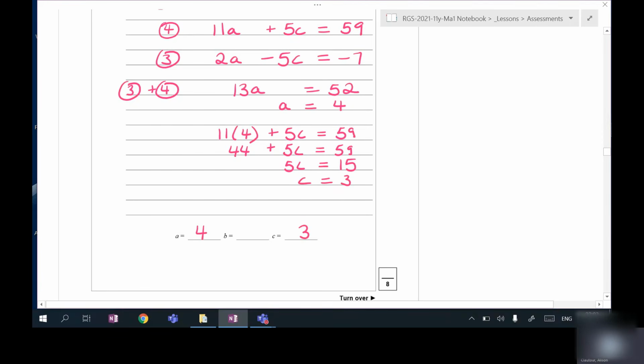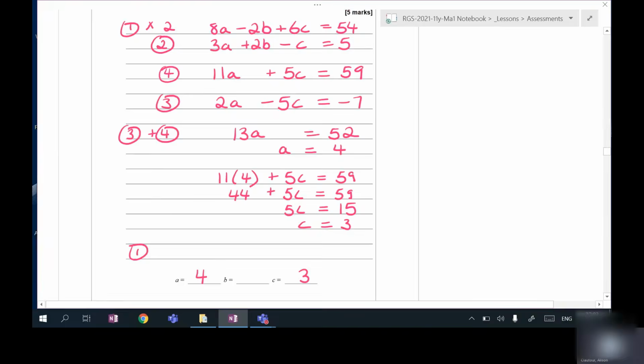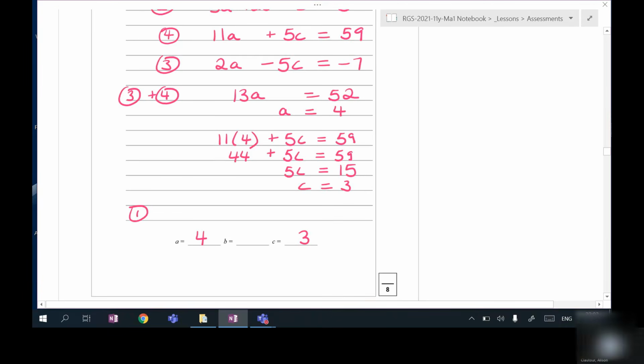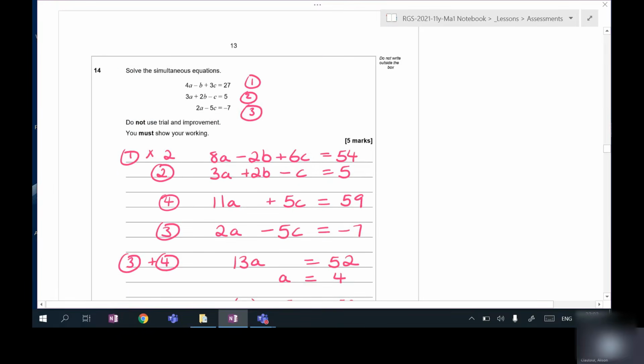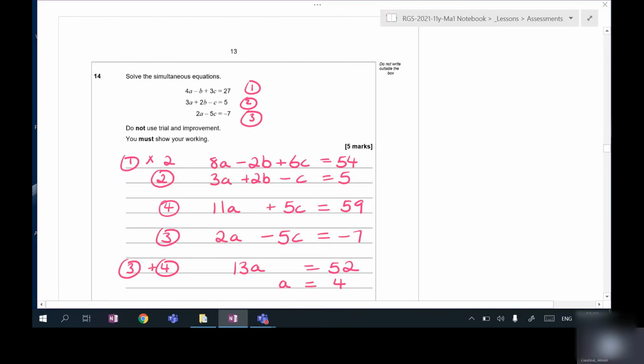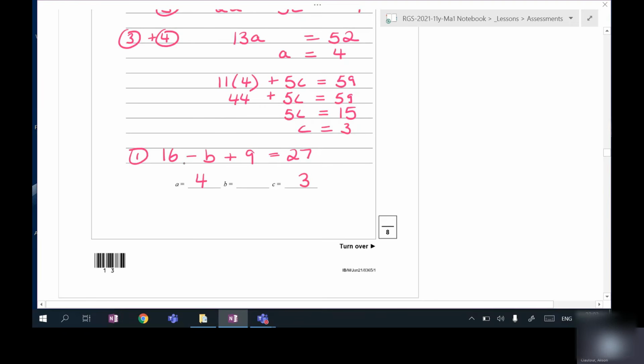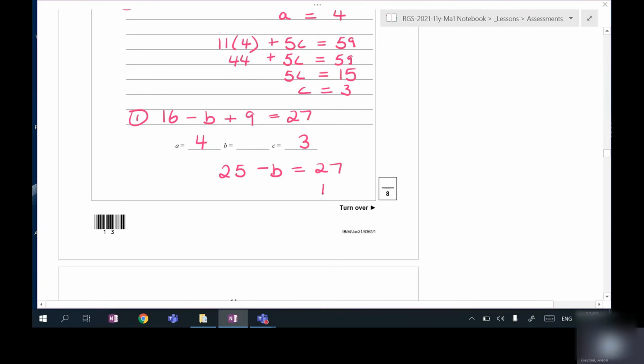Now you've worked out those two, you can throw it back into any of the others, it doesn't matter. I'm just going to go for the top one. Equation 1 was 4a, and we know that a is 4, so that must be 16, minus b plus 3c, so c is 3, that will give me 9, and that should equal 27. So 16 add 9 is 25, minus b is 27. So that leaves me with b as minus 2.